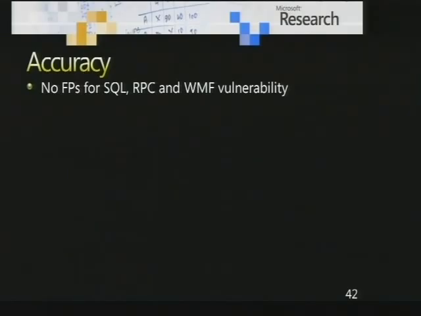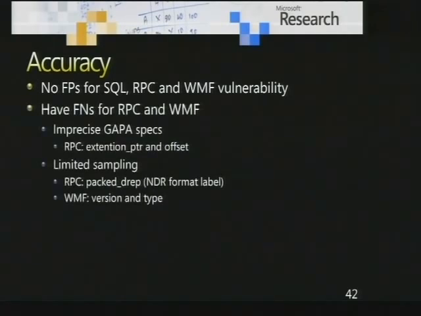So for accuracy, as I said, we didn't observe any false positives for the 3 vulnerabilities. However, we have false negatives. The reasons are mainly twofold. First, we may have an imprecise data spec. If the data spec is not accurate or complete, then we may have false negatives. And second, we do sampling. So when we do sampling, we may have false negatives.